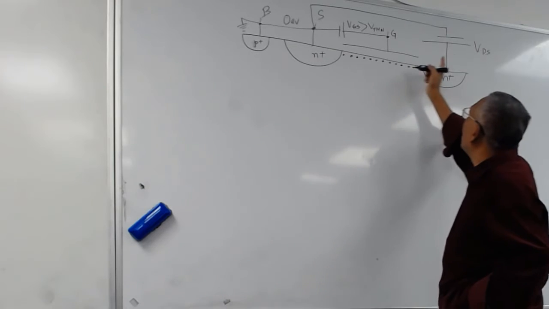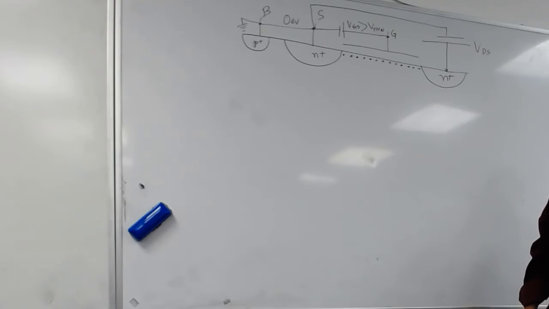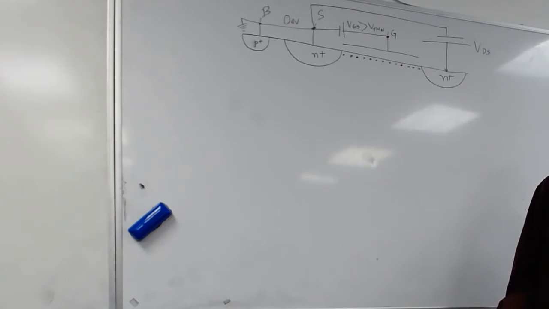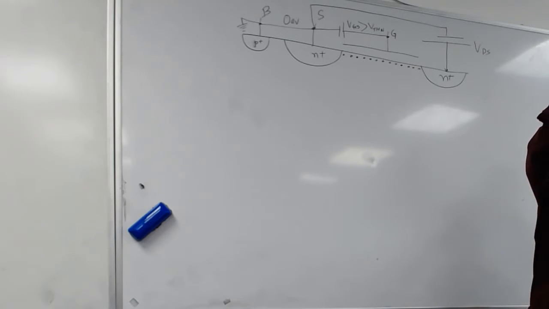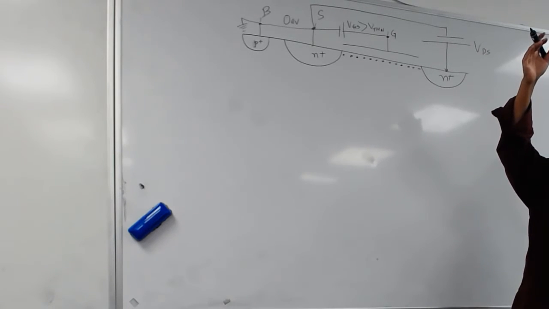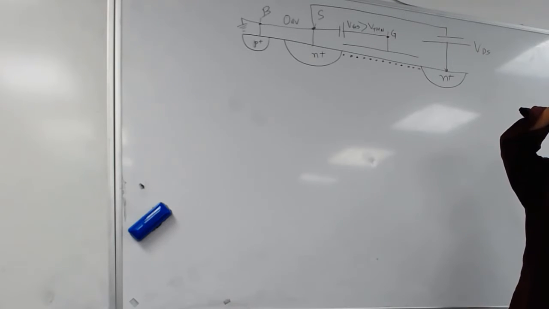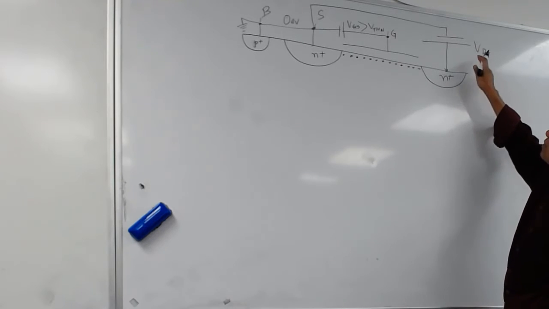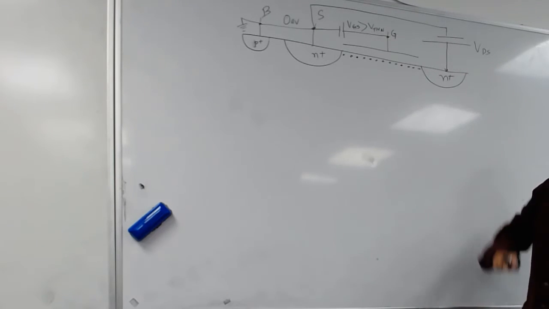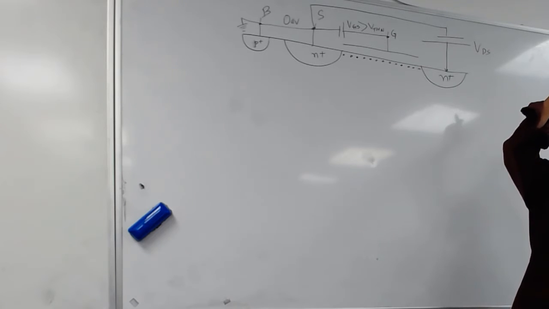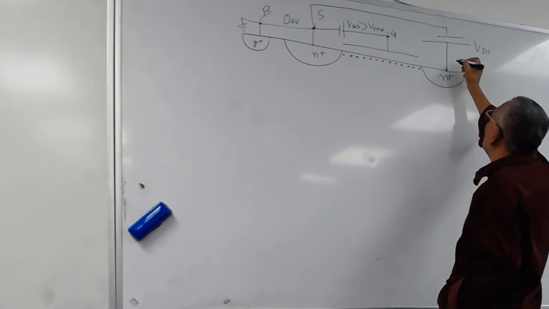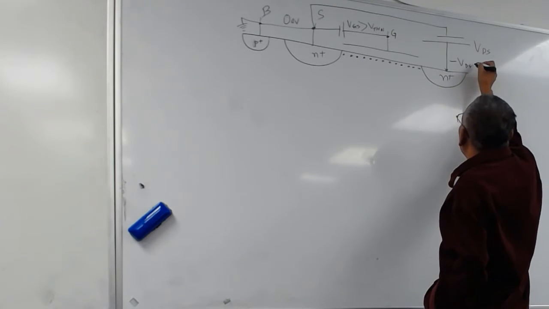What is the energy of an electron here? This is plus VDS. You see plus. So what is the energy here? Come on. Negative. Yes. How much? VDS. Minus VDS. Yes, minus VDS electron volts.